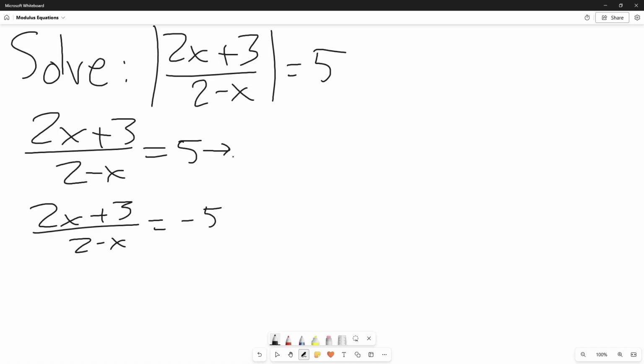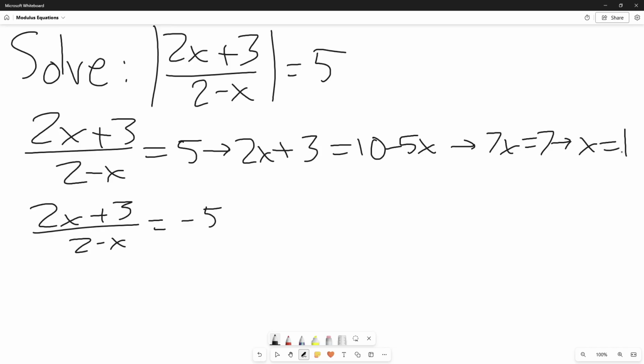And then you solve both equations individually. This one turns into 2x plus 3 is equal to 10 minus 5x. And then you get 7x equals 7, or x equals 1.